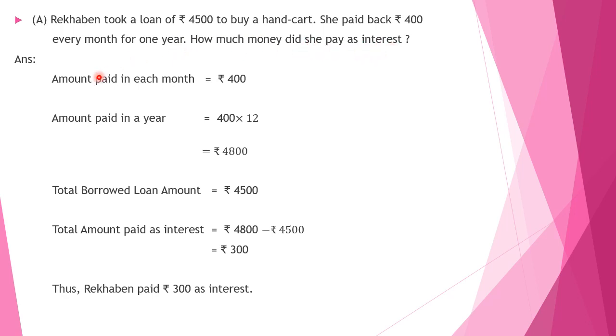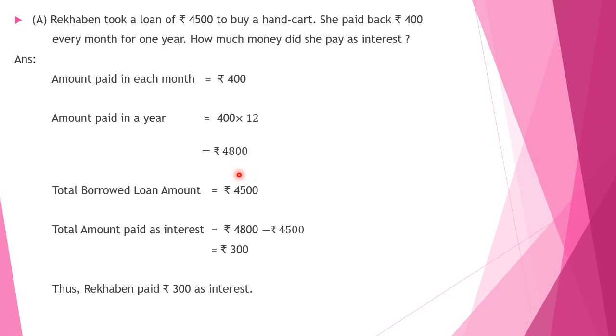Question is clear? Now, amount paid in 1 month, that means each month is equal to rupees 400. It is already given in the question, and we know that 1 year is equal to 12 months. So she paid for 1 year. So amount paid in 1 year is equal to 400 multiplied by 12. 12 fours are 48. How many 0 left here? 2 zeros. So what is the answer? Rupees 4,800. So amount paid in 1 year is equal to rupees 4,800.